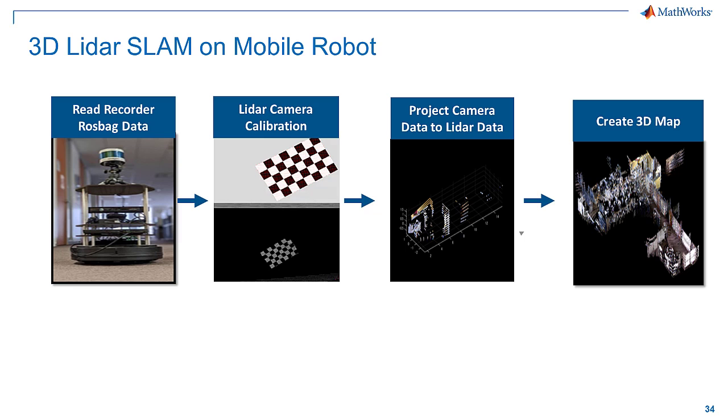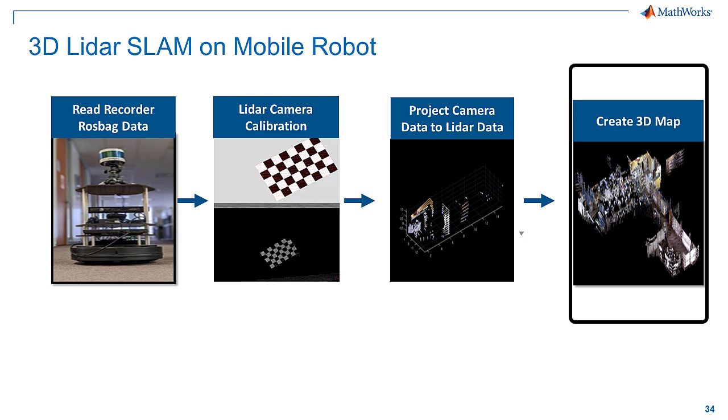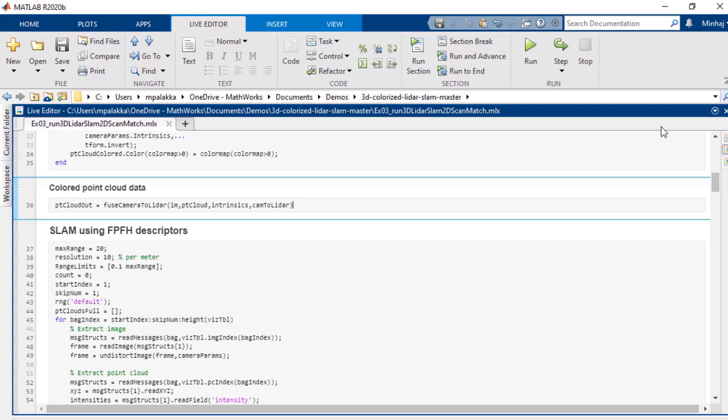The next step is to create 3D map with the colored point clouds. For that, we'll be using the same FPFH based map creation workflow we saw in the aerial LiDAR SLAM workflow. Previously, we used non-colored point cloud to extract FPFH descriptors. Is it possible to do that on colored point clouds? This is a common question that we get from our customers.